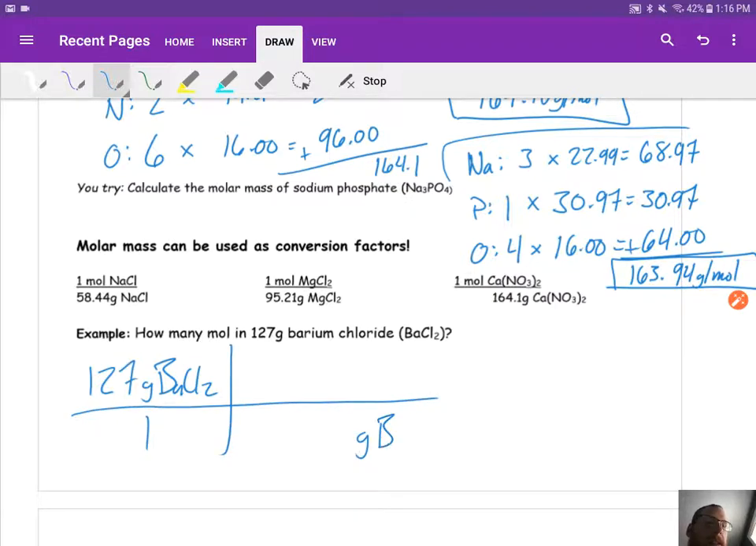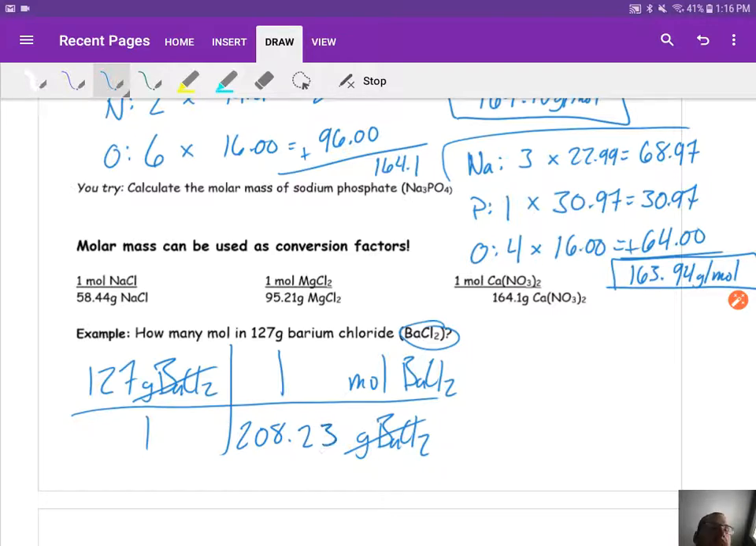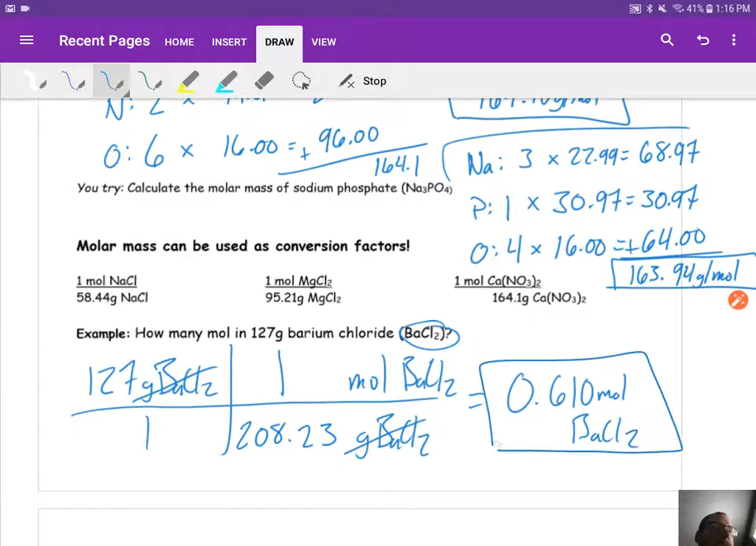So grams would go on the bottom. Notice I'm putting my entire unit in each box, which is my substance. Grams will cancel out. So 1 mole. Now we would have to calculate the molar mass of barium chloride. I've already done that for you to make this go a little bit quicker. When you look at all of them individually, you would add them up and you would get 208.23 grams per 1 mole. So now we can just do our math. All right, that's dividing. So we would get 0.610 moles of BaCl2 if we started with 127 grams.